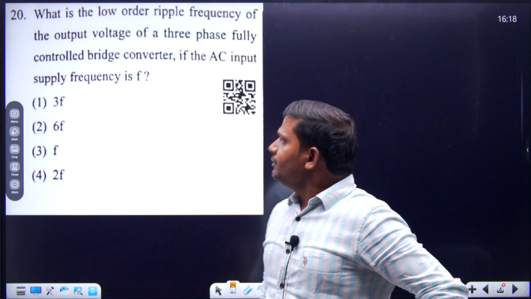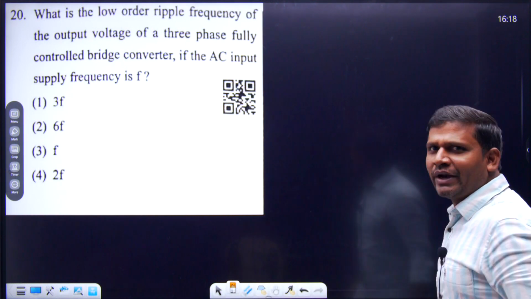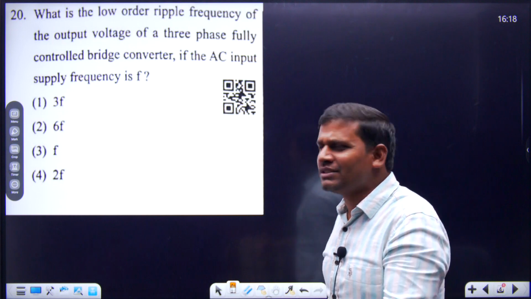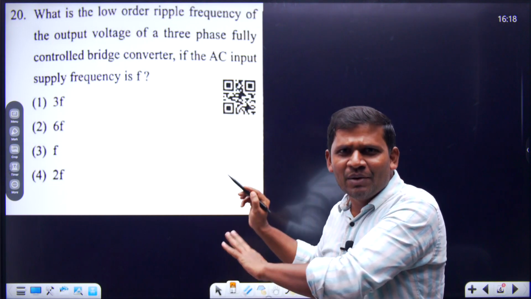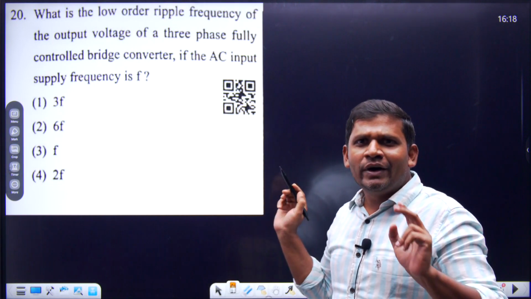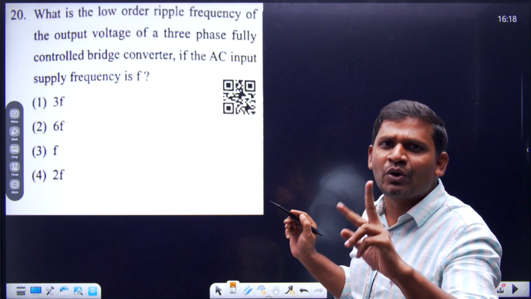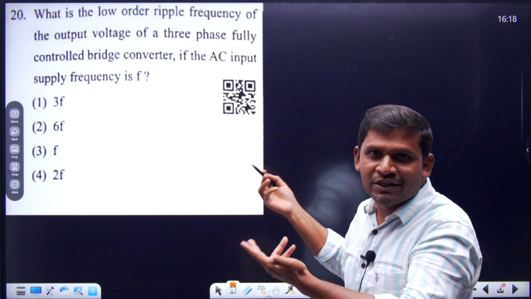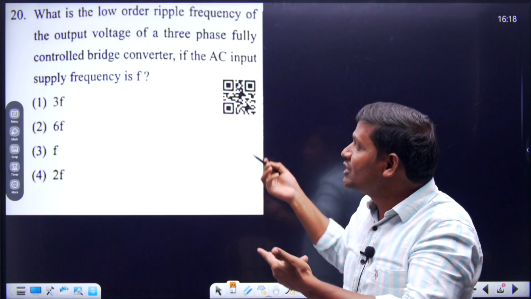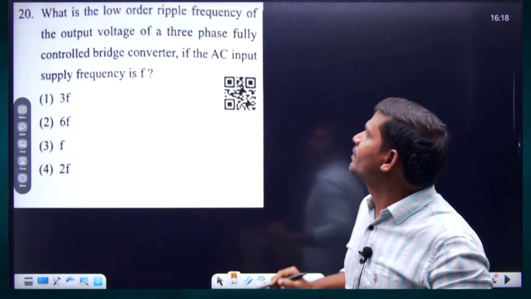See one more question. It is also a very simple question, students. Except one or two questions, the remaining questions are very easy in power electronics. Total 22 questions are asked. Out of 22 questions, except one or two, the remaining are very easy, students. Once you know the subject, solving these questions is very easy.